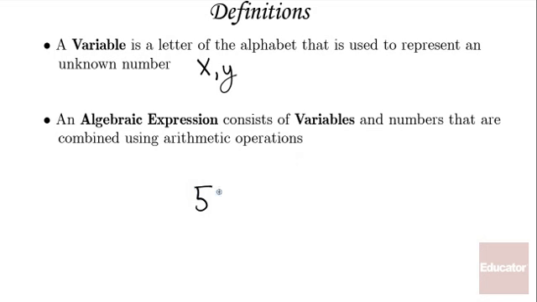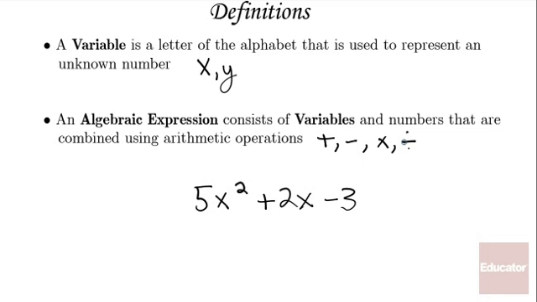For example, an algebraic expression is 5x squared plus 2x minus 3. What I have here are some variables, x squared and x. I have numbers, 5, 2, negative 3, and I have operations. Remember that operations are actions performed on numbers: addition, subtraction, multiplication, and division.